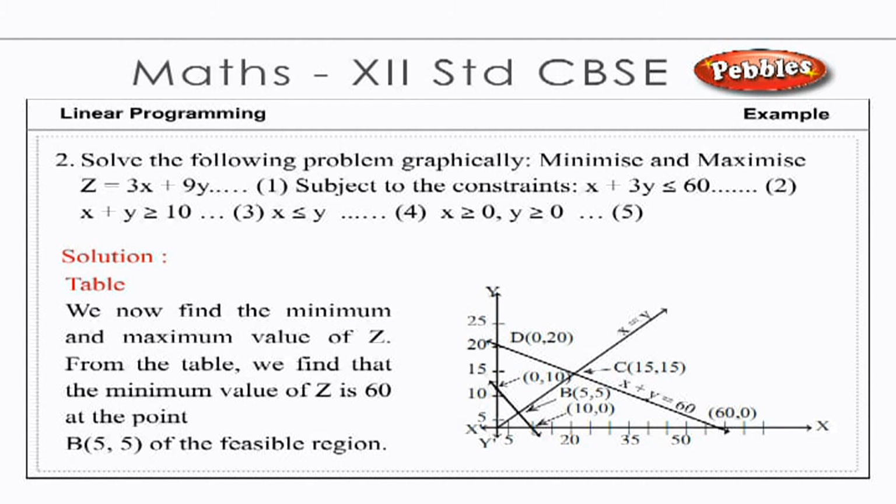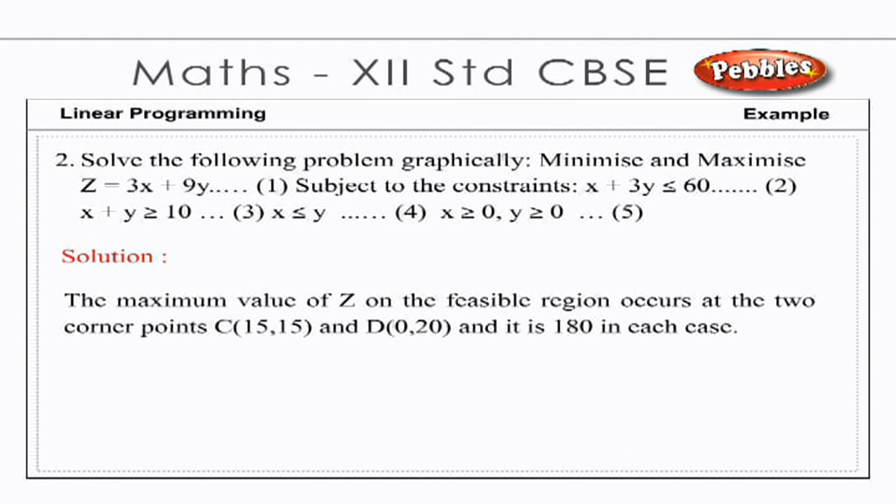From the table, we find that the minimum value of z is 60 at the point B (5, 5) of the feasible region. The maximum value of z on the feasible region occurs at the two corner points C (15, 15) and D (0, 20), and it is 180 in each case.